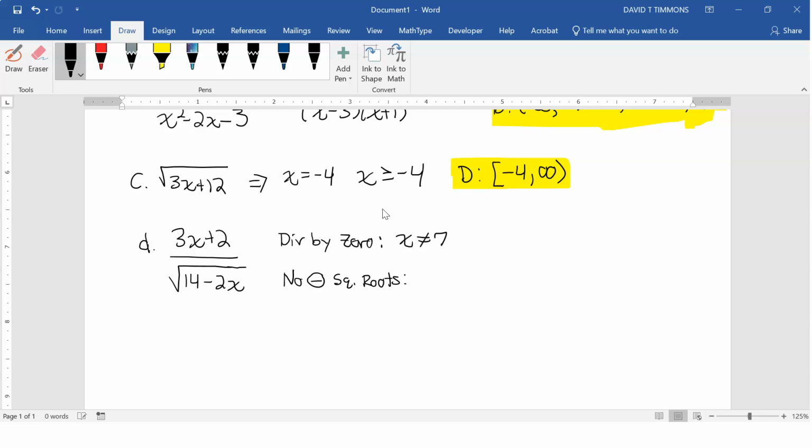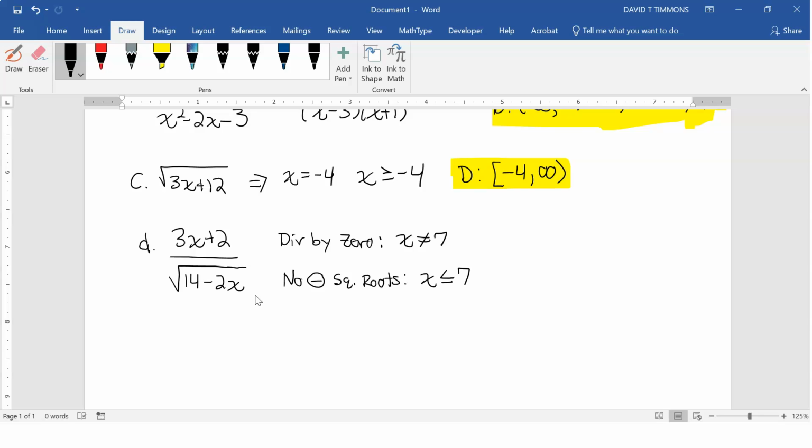So when we think about that, x equals 7 is that key value. Now, if x is less than 7, say 6, we'd get 14 minus 12. That would be a positive value. If x is larger than 7, like 8, we get 14 minus 16, that's minus 2. That's a negative. So in this case, x has to be less than or equal to 7.